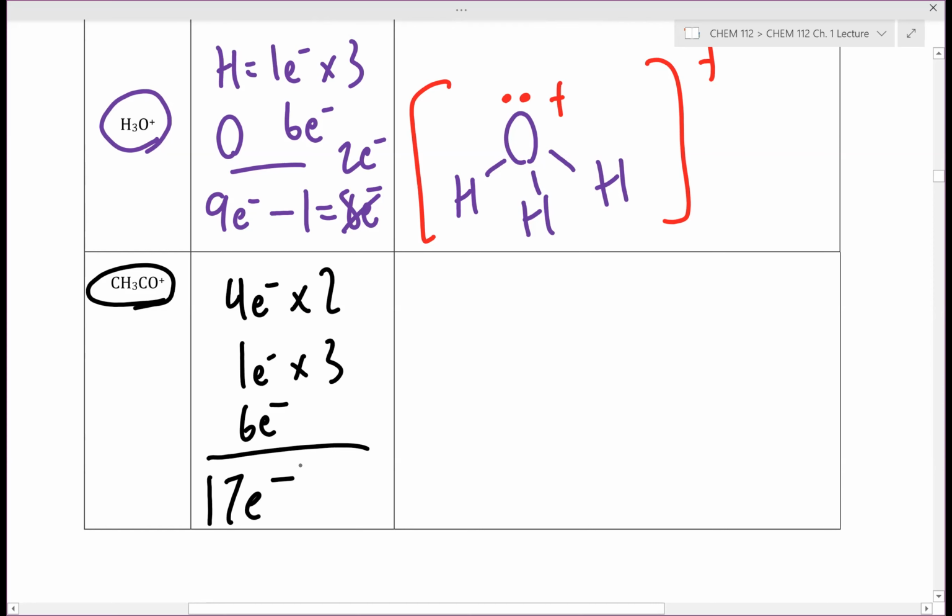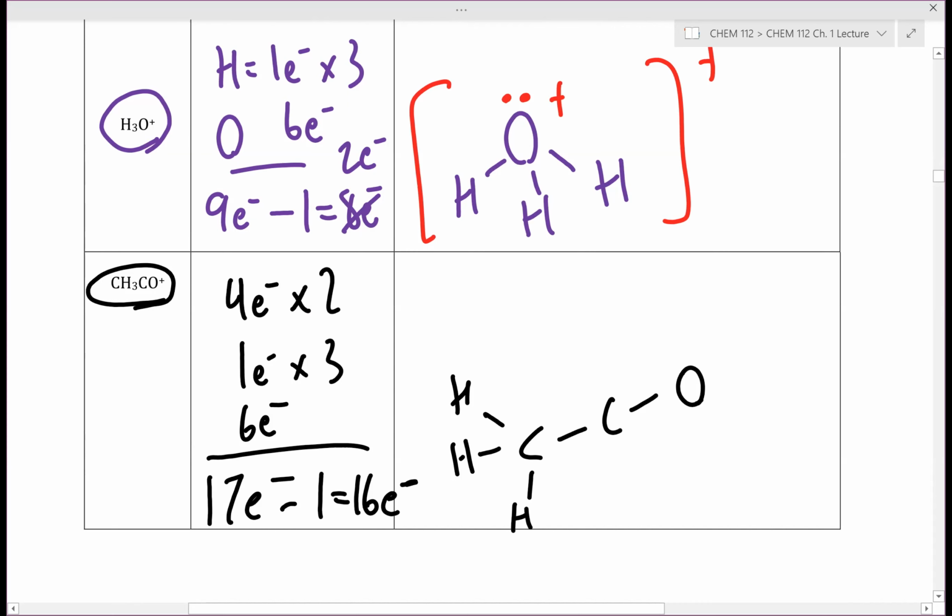What do we do with our positive charge? Subtract. Yeah. 17 electrons minus 1, we have 16 electrons to work with. What's our first structural motif? Yep, exactly. Okay, and attached to that carbon is another carbon. Yep, and attached to that carbon is an oxygen. Okay, we have formed a total of 1, 2, 3, 4, 5 bonds. So how many electrons have we used? 10. So we have 6 electrons remaining.